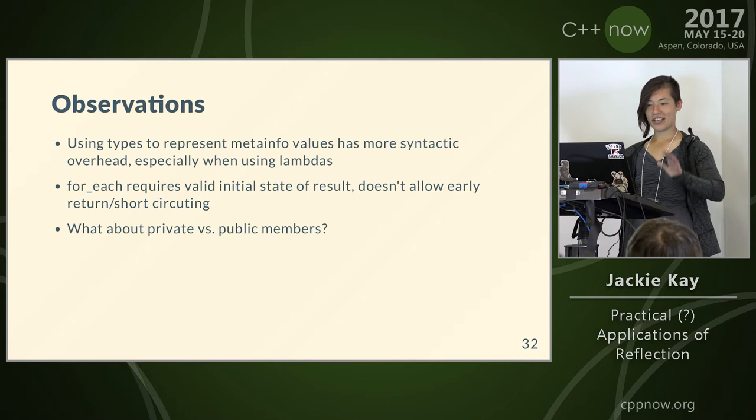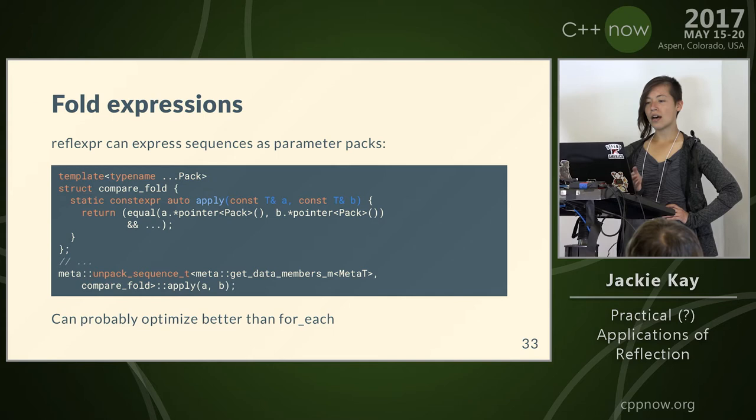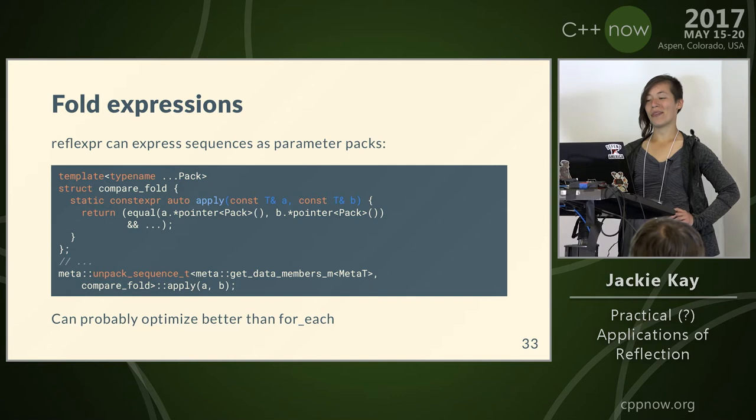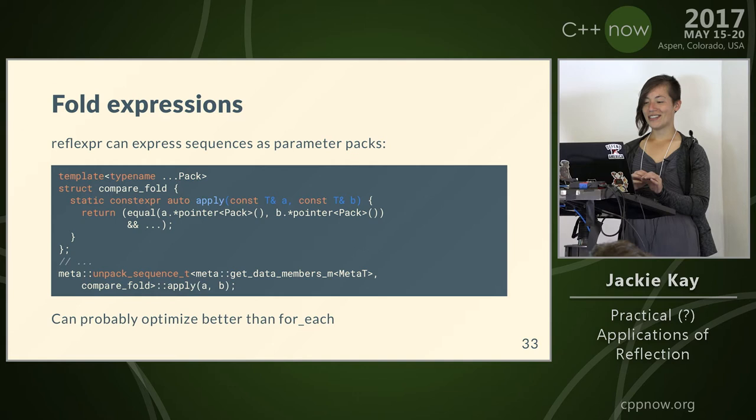I think fold expressions are a really nice way to solve that problem. I had a lightning talk about fold expressions yesterday where I gushed about them. But the thing with fold expressions is you need to have a parameter pack in order to fold over that. The reflexpr fork does provide this thing called unpack_sequence, or unpack_sequence::type_t. That says if you have a struct that takes a pack, variadic template arguments, and you pass get_data_members to that pack, that will unpack it as a sequence. But if you don't use that, get_data_members cannot be understood as a parameter pack on itself. So it's a little annoying to use.